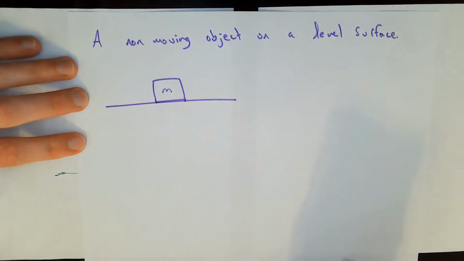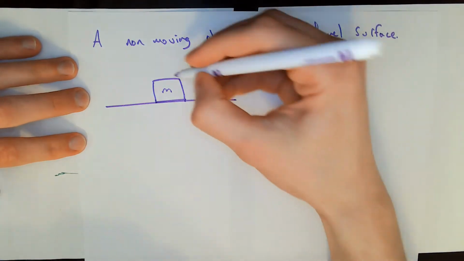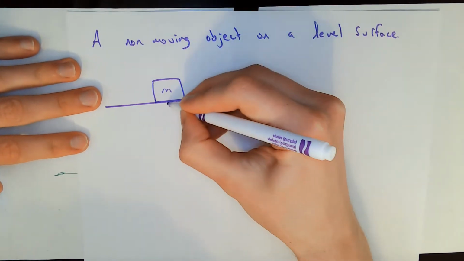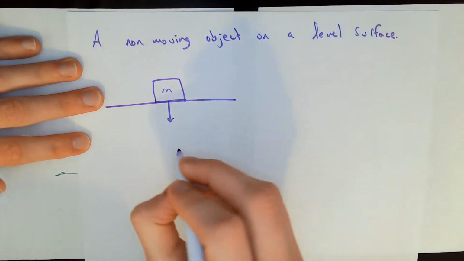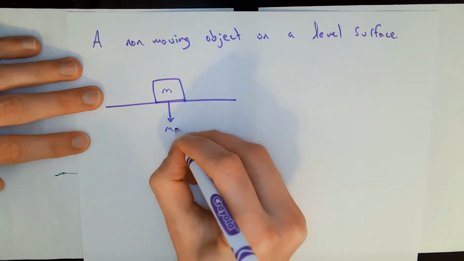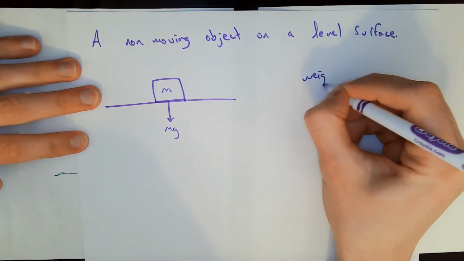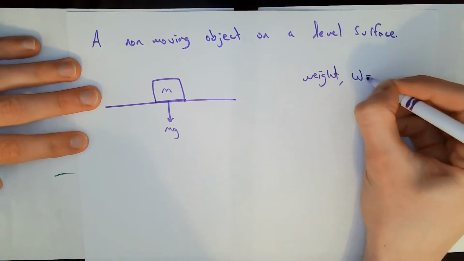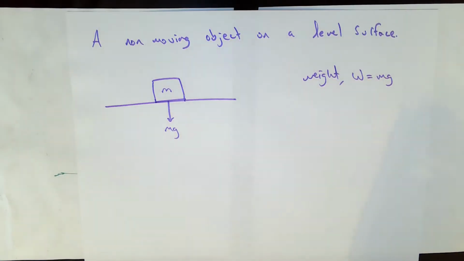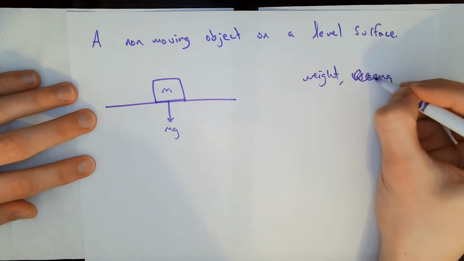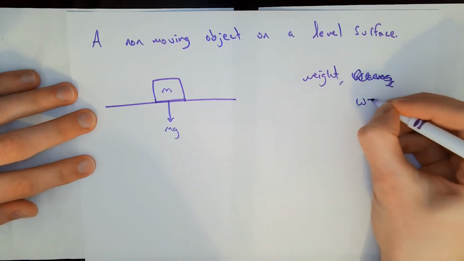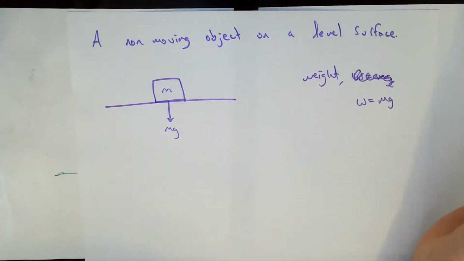If it's not moving, then the only two forces involved are the force, which we could call weight, which is mg, so this weight W is equal to mg. Probably, actually, I think we should use little w for weight, because uppercase W is going to be used for work in the next chapter.